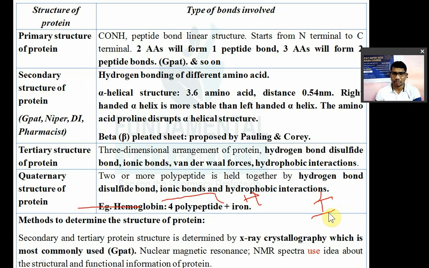Insulin में क्या होता है? दो polypeptide chain होता है. They are held together by disulfide bonds. Okay, so insulin. Now methods to determine the protein we have already seen.